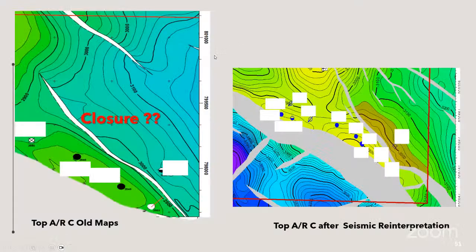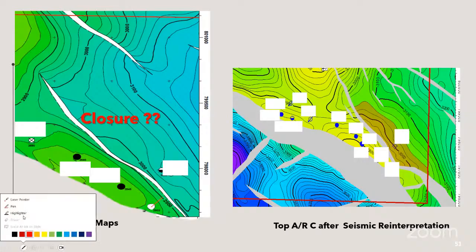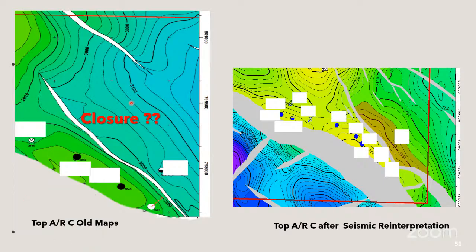As you can see here, this is the old map. One moment, I'll open the pointer. This is the old map, with no closure within it, and we have here a plugged and abandoned hole. But after I made the seismic interpretation, I found that we have a well-developed three-way structural depth closure.